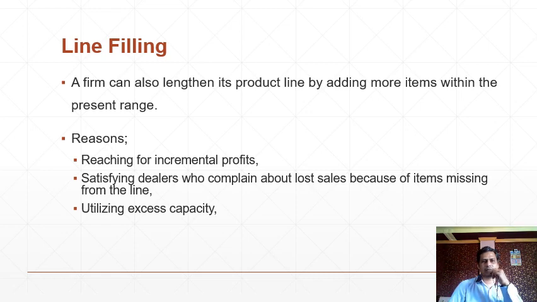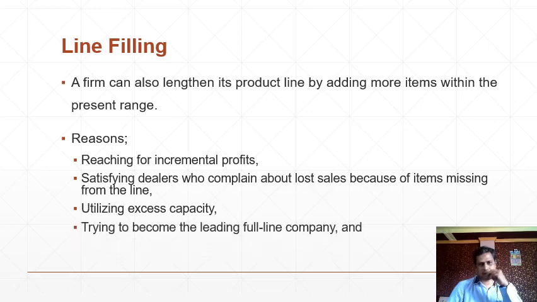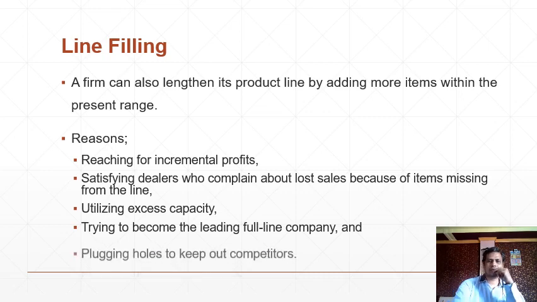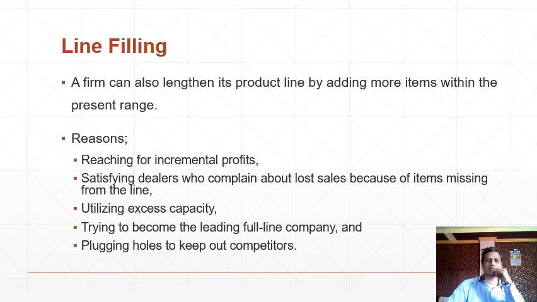Or even if you have an excess capacity, means your factory is such that it can produce C also. So why not produce C? So that is another reason for filling up the gap. Then another aspect is to get an image that you are a full line company. Means you offer all the products in the segment which are supposed to be offered to the segment, and you are trying to fill up the gap in such a manner that your competitors are not entering into the market.